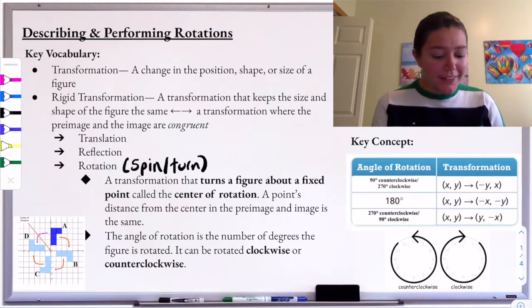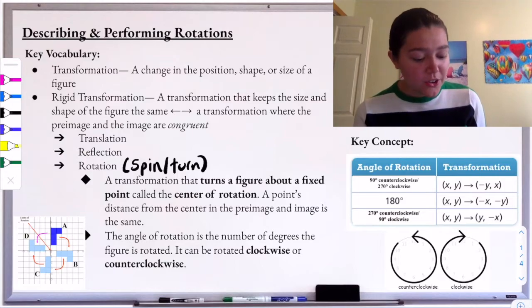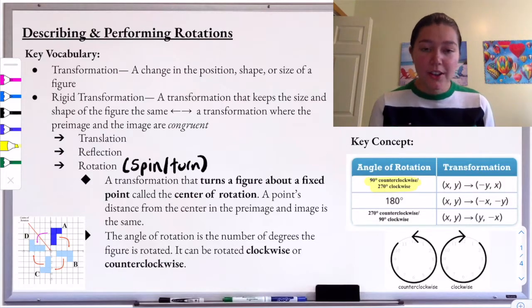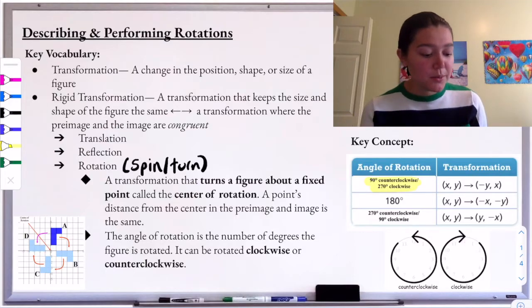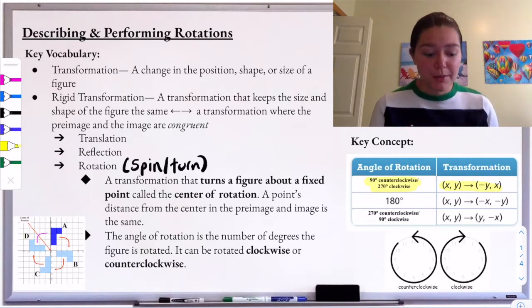All right, and then we have these key concepts, these shortcuts we discovered in class together. So when we have a 90-degree counterclockwise rotation about the origin, about the point (0, 0), then we can use the transformation rule (x, y) becomes (-y, x). So in other words, the x and y coordinates swap, and then the original y coordinate becomes negative.